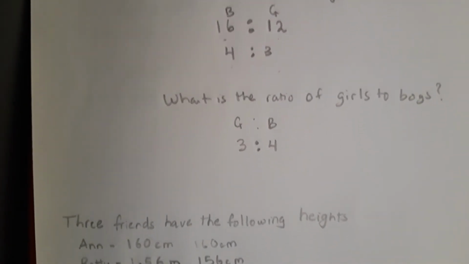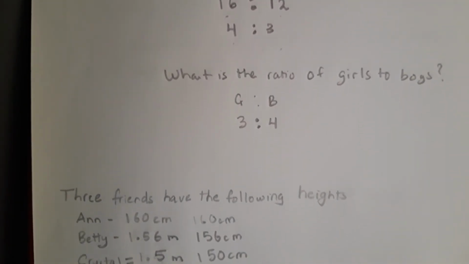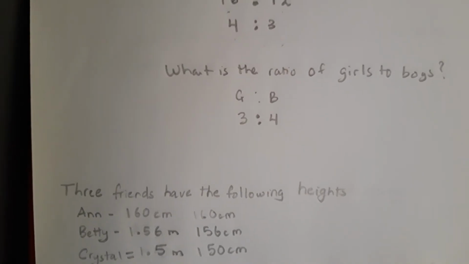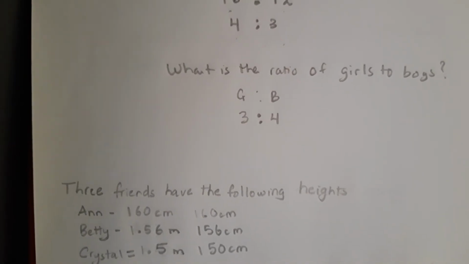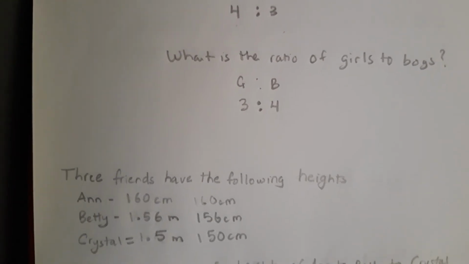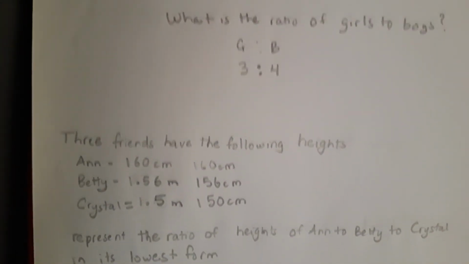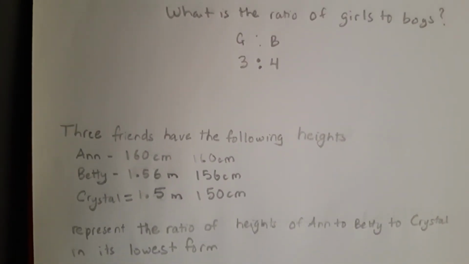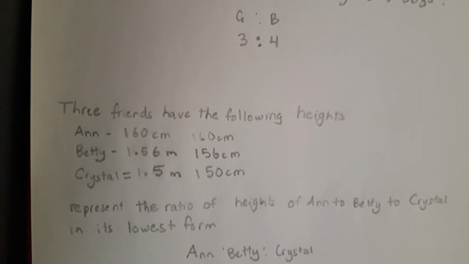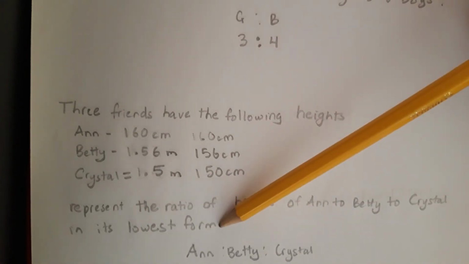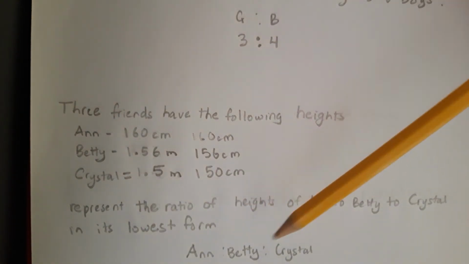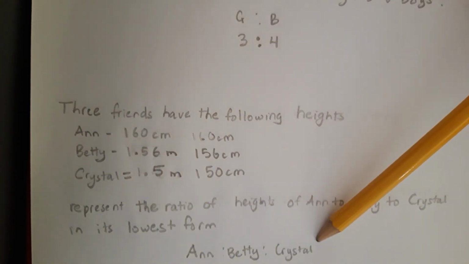3 friends have the following heights. Anne is 160 centimeters. Betty is 1.56 meters. And Crystal is 1.5 meters. And you're asked to represent the ratio of heights of Anne to Betty to Crystal in its lowest form. So the order again is very important. Anne's height must come first, followed by Betty's, then followed by Crystal's.